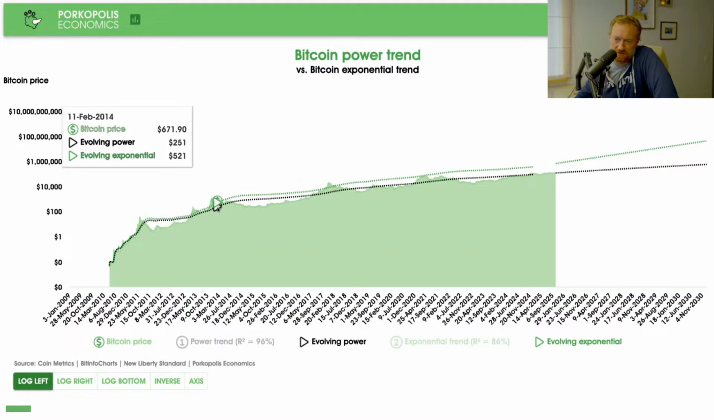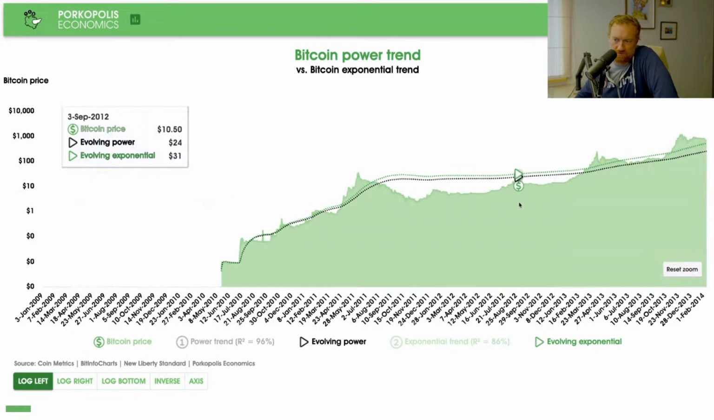Notice how the jury was clearly out here. All right. The curves look pretty much the same. No one would have known. I didn't know. No one would have thought that Bitcoin was going to do a power growth.